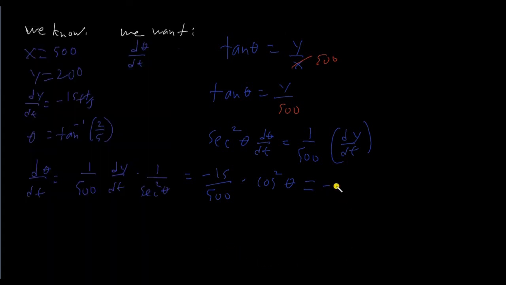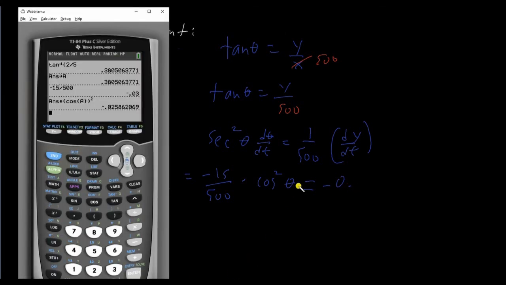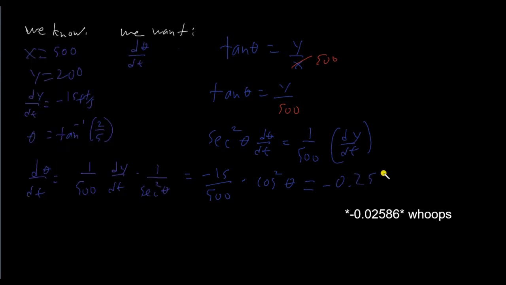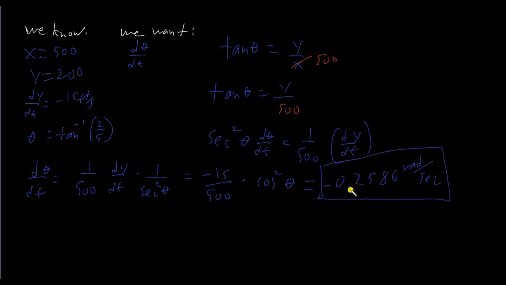which is negative 0.2586, and then the units are going to be the units for theta, which are radians, divided by the units for time, which are seconds. So there's our answer, and remember what this really is. This is the rate of change of the angle of elevation at y equals 200 feet. Okay, so we're done with this question.